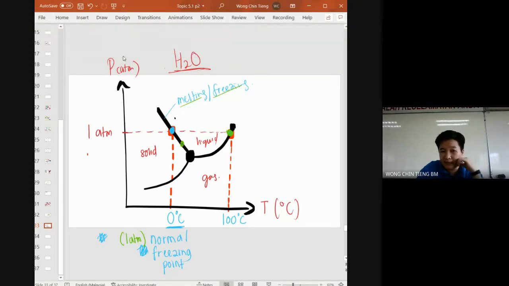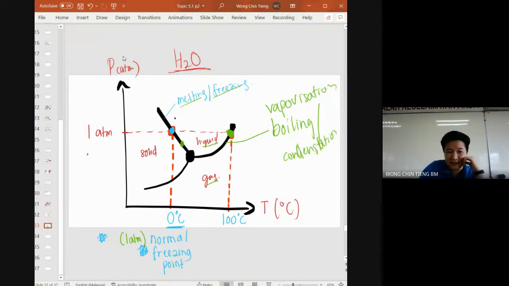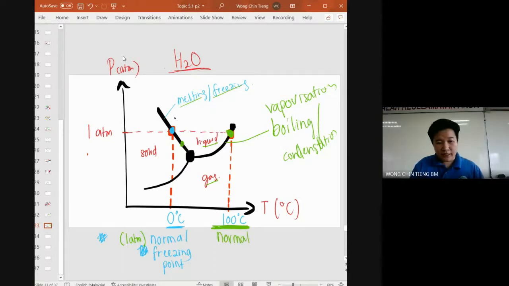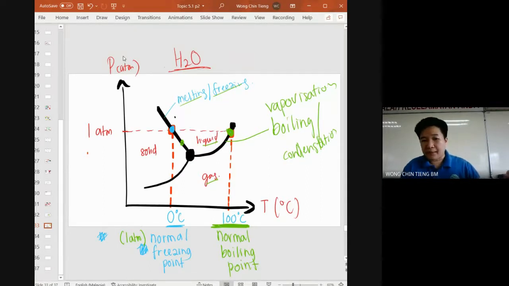Your 1 ATM sentuh pada titik liquid gas. And this curve is your boiling ataupun vaporization and also condensation slope. So 100 darjah Celsius, rasa-rasa, what is the 100 degrees Celsius? Anybody? Normal boiling point. Dia akan jadi normal boiling point. Perkataan normal represent 1 ATM. Okay, perkataan normal represent 1 ATM.